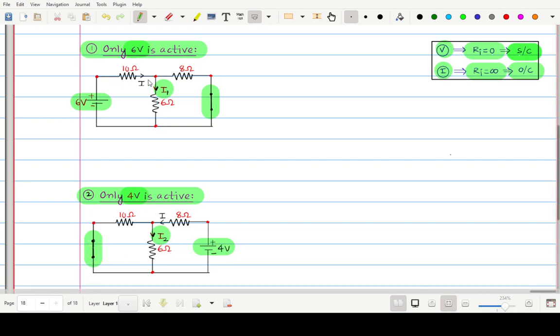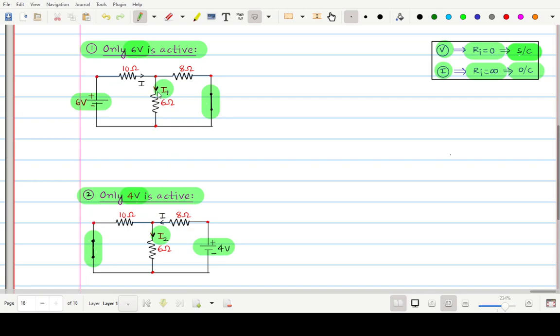Okay, now consider the first case when only 6 volt is active. Now let us suppose we have to calculate the current flowing through this 6 ohm resistor. Now we have activated only 6 volt, so let us suppose this is not our final current, so let us suppose this current is I1. Okay, and when 4 volt is active, the current flowing through 6 ohm, we are calling that current as I2. Okay, so two currents we are getting for two different sources.